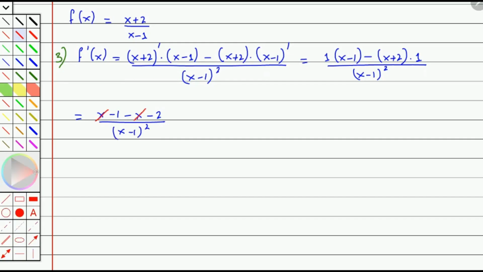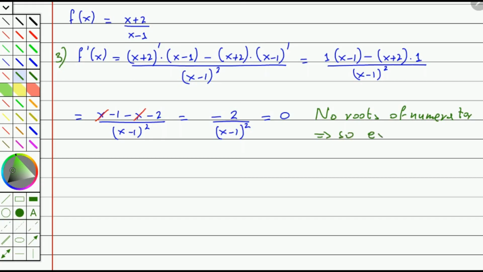The x's cancel and we get negative 2 divided by x minus 1 quantity squared. And this is equal to 0. So no roots of numerator, so no extreme points. However, we do have the roots of the denominator, which is x minus 1 cannot be equal to 0, and so x1,2 cannot be equal to 1, and this is a double root.